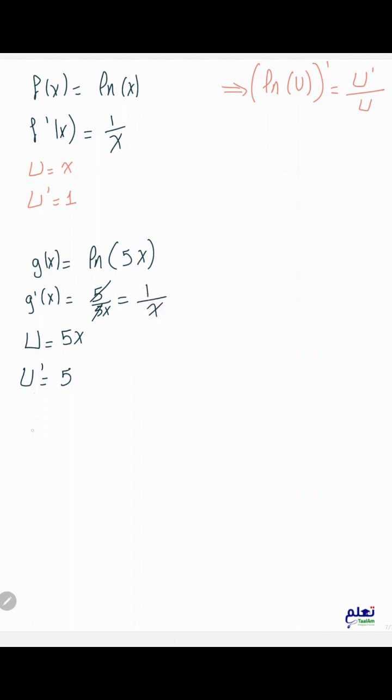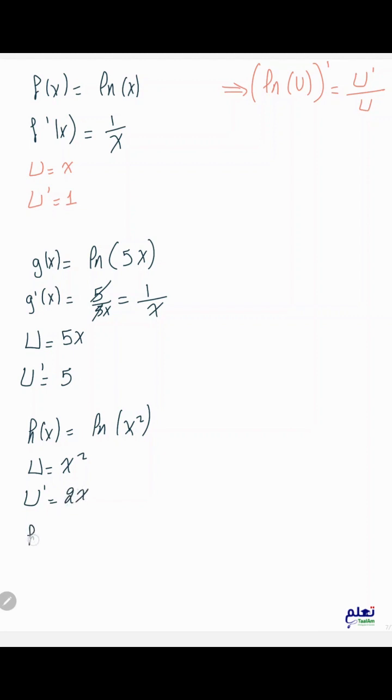Now let's move to another function h of x, which equals ln of x squared. What's the derivative of ln x squared? As we did here, we are going to find the value of u, which is x squared, and then the value of u prime. U prime is the derivative of x squared, and you know that the derivative of x squared is 2x.